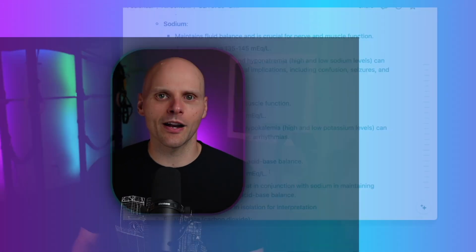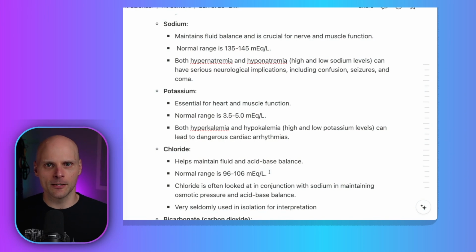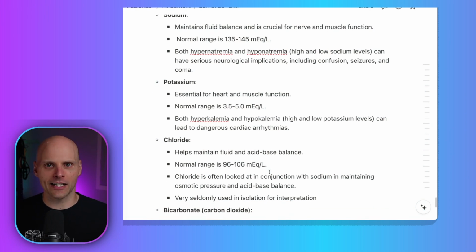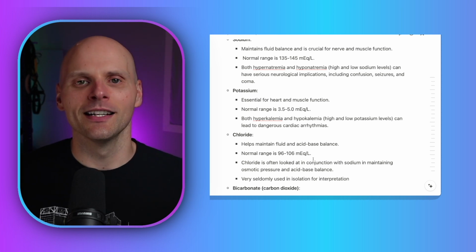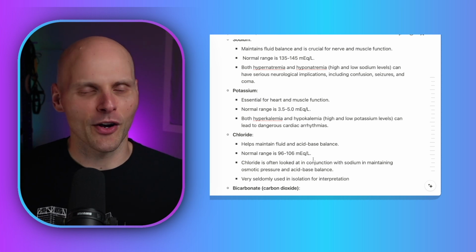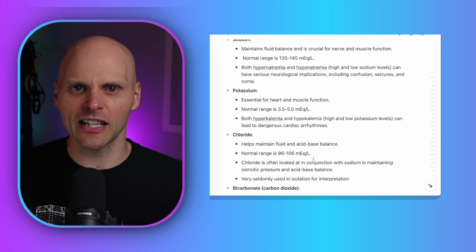So the normal range is about 96 to 106. It's often looked at in conjunction with sodium in maintaining osmotic pressure and for acid-base balance, like I mentioned. Very seldom used in isolation. All the time, you will see slightly abnormal chlorides, and you go, okay, cool, that's great. That's why you look at the bigger picture of things. Very rarely does someone look at it in isolation.